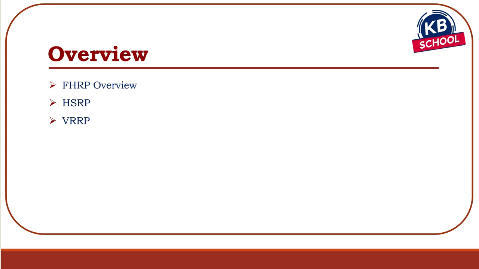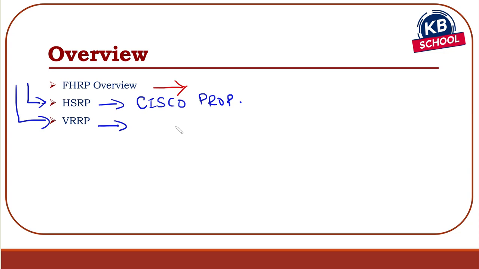FHRP, I'll give you an overview of what this type of technology brings to the table, and the two main implementations of FHRP, which are HSRP as well as VRRP. Just to give you a heads up, HSRP is a Cisco proprietary implementation. Just like with the other technologies, VRRP is the open standard version of it.